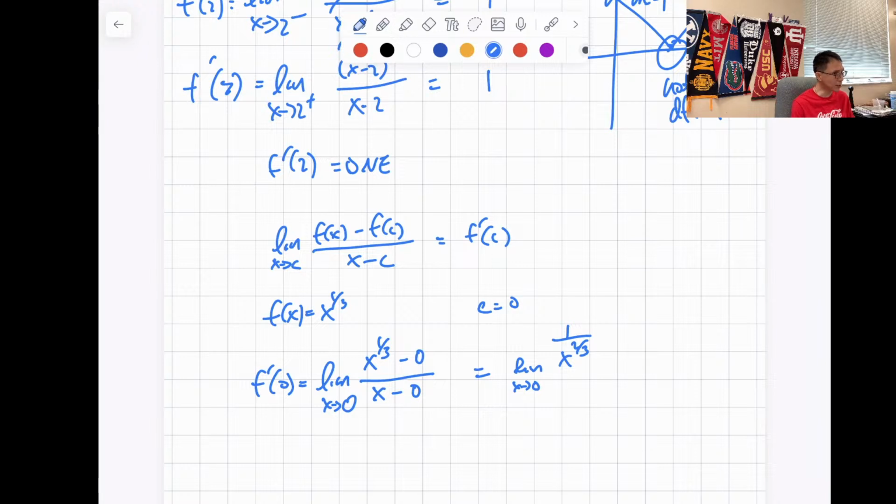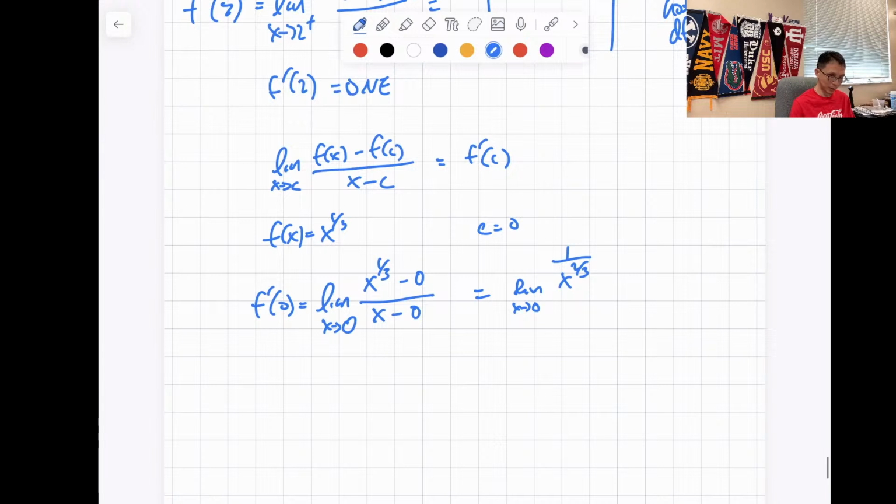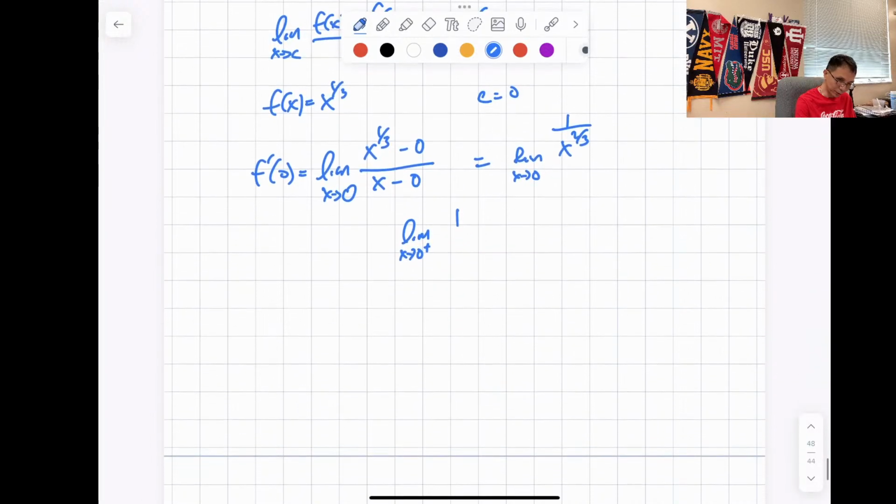What happens when x reaches 0? Do you guys know? What happened when x reached 0 in this situation? Well, first of all, it is 1 over 0. So we plug in what? 0.1. Does that make sense? So 0.1 to the 2 over third power.